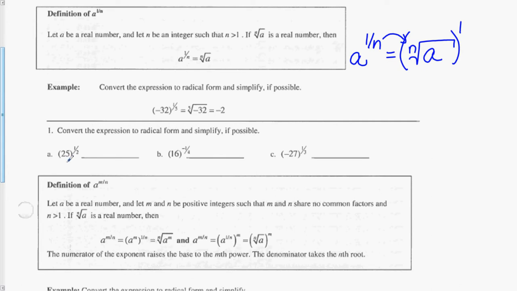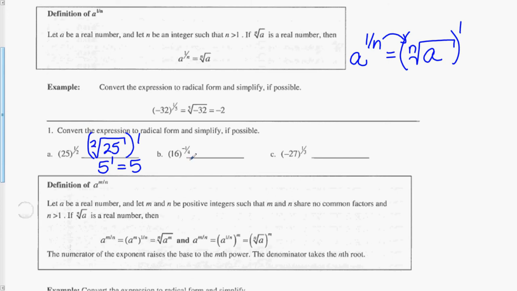For instance, 25 to the 1/2 power would be like saying the square root of 25, and then we're going to raise that to the first power. All of these first ones are going to have ones on top. So the square root of 25 is 5. 5 to the first power is a 5.